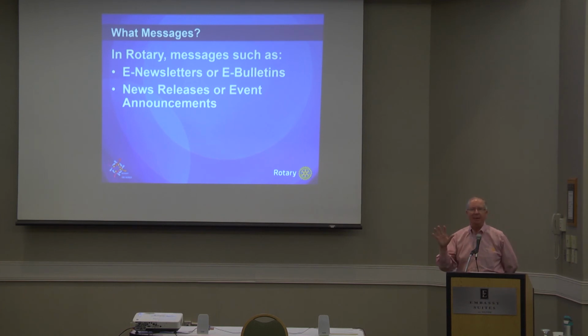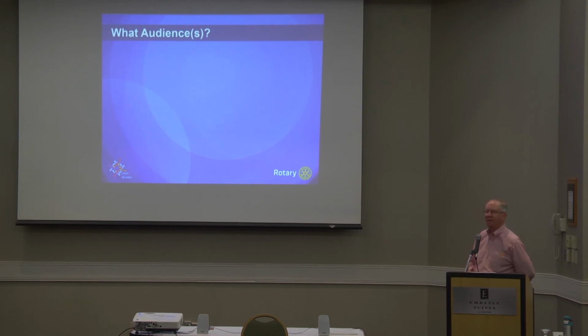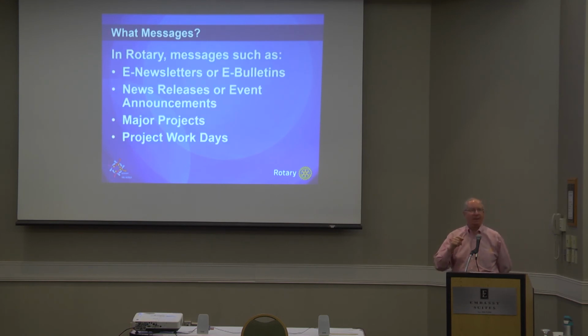Now, don't beat them up with it. If you produce a bulletin for each of 4 or 5 meetings a month, don't send all of those to your potential members. Maybe send 1 a month or 2 at the most. News releases, event announcements, major project activities, project work days, basically anything that you think that somebody not yet in the club might have an interest in. And the whole idea here is to flash that brand, to flash that Rotary logo and that compliant club logo made out of the club logo template up on their email box at least once a month.